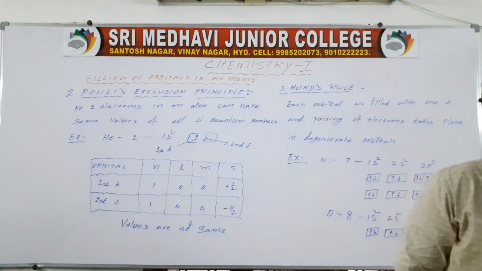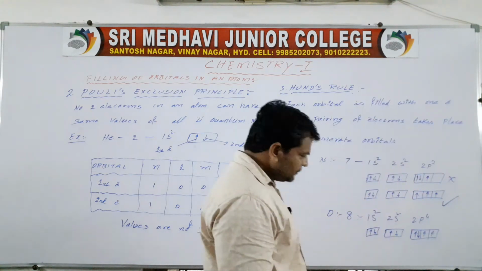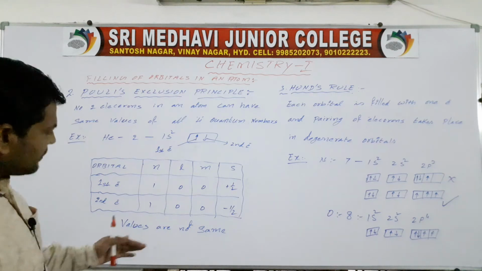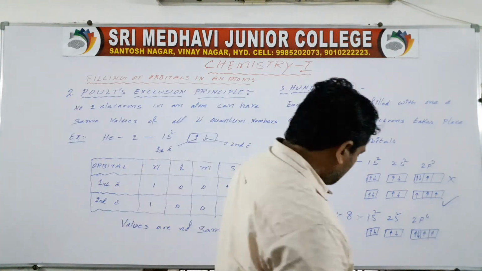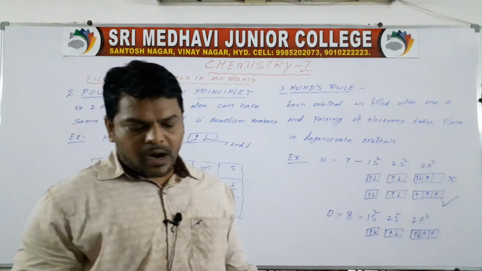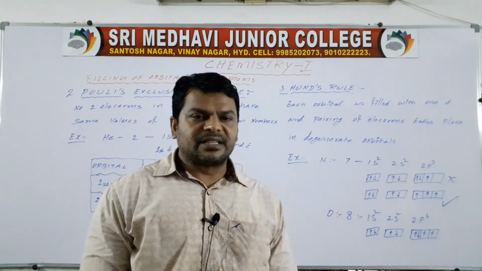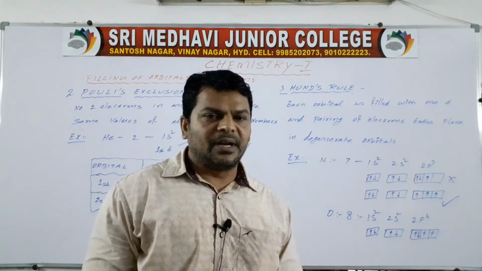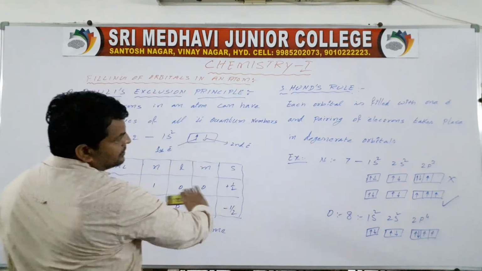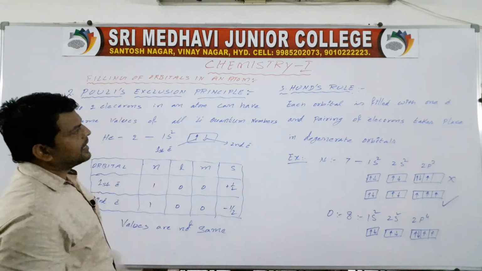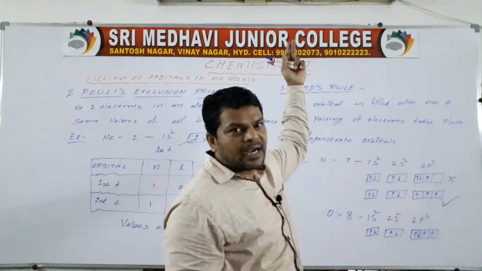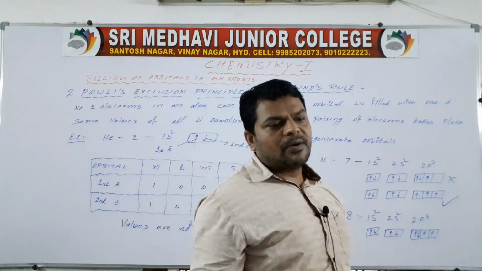Then I will discuss electronic configuration and stability of orbitals. We will discuss that. This is the filling of orbitals in an atom: Pauli's exclusion principle, Hund's rule, and previously we discussed the Aufbau principle.